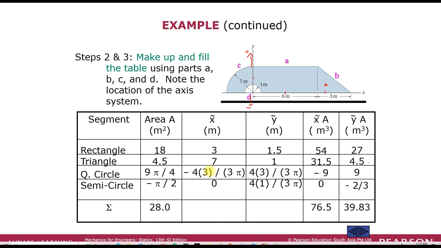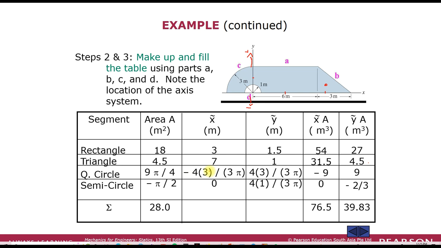Based on the typical second central information, what is the minimum number of pieces you will have to consider for determining the centroid of the area shown? If you're trying to divide here, at least three shapes.